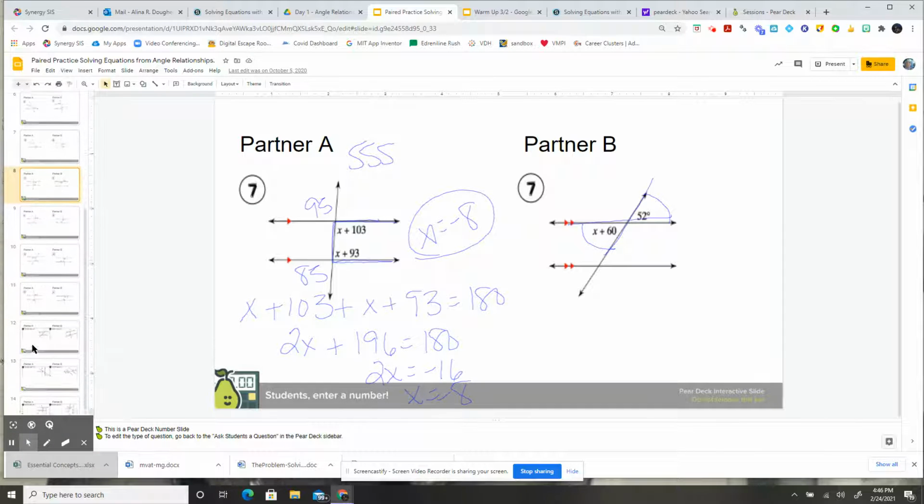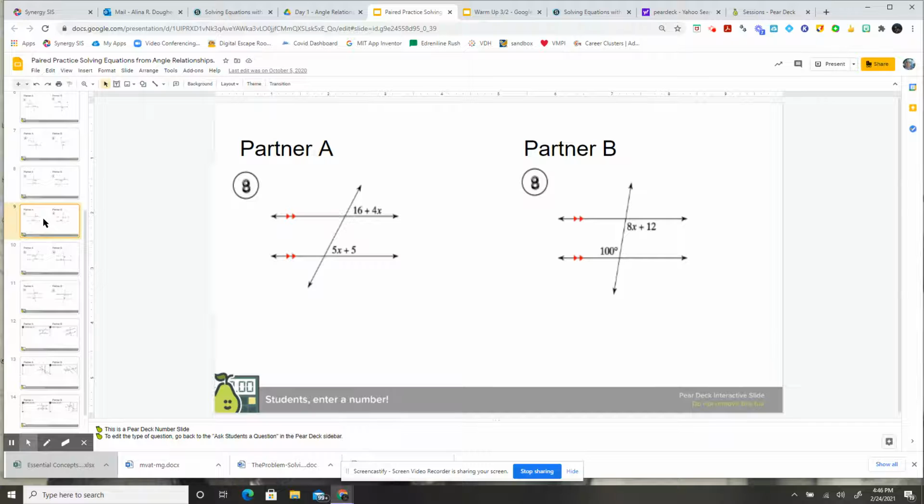I think we've got 3 or 4 more questions here. Oh, we've got more than that. All right. Corresponding angles are going to be congruent. These are both acute angles, so they're going to equal each other. You've got alternate interior angles. They're both obtuse, so they're going to equal each other. So set your equations equal.